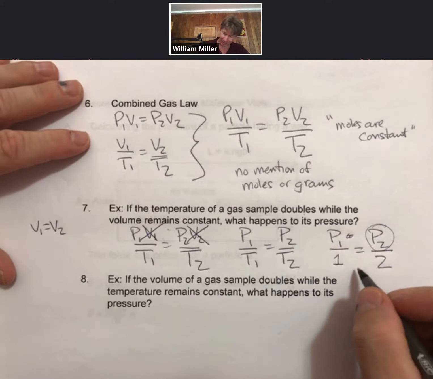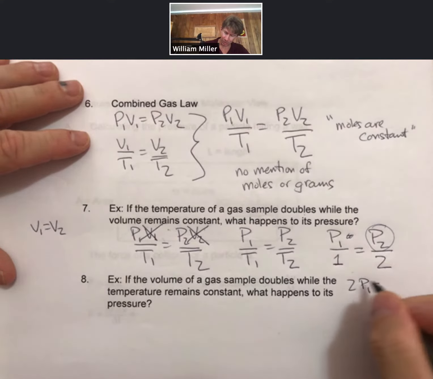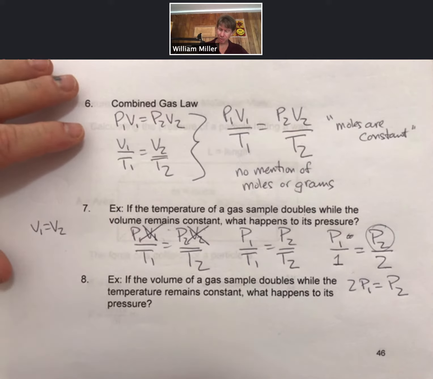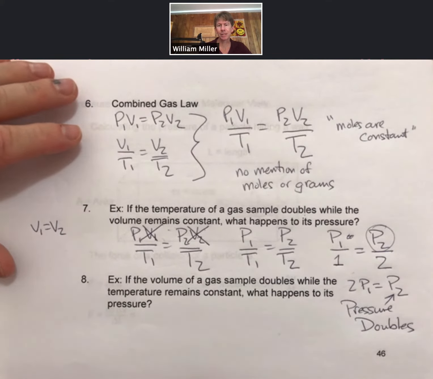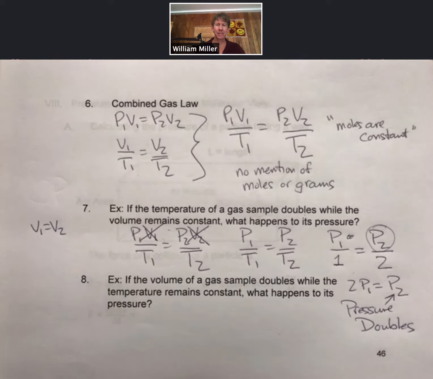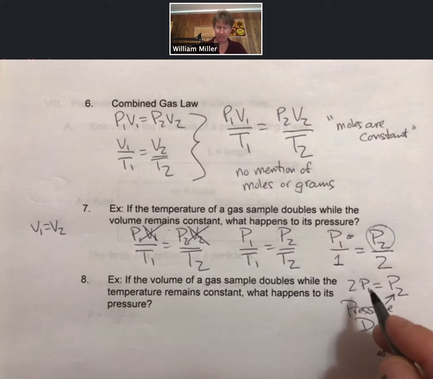What we can say is, by cross-multiplying, 2 times P1 equals 1 times P2, or just P2. So what happens to its pressure is that pressure doubles. One of my problem-solving techniques is that I like numbers in equations because I can think about them. So I plug in any numbers that allow me to figure out what the trend is.